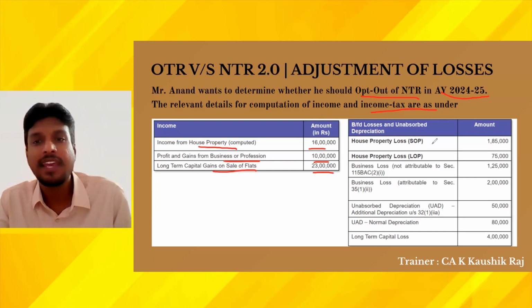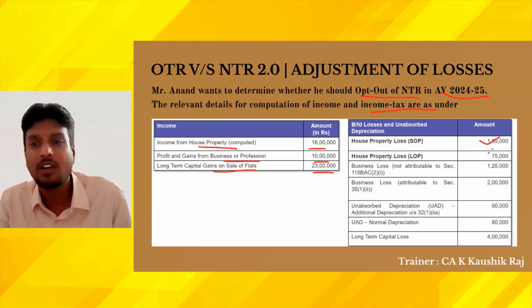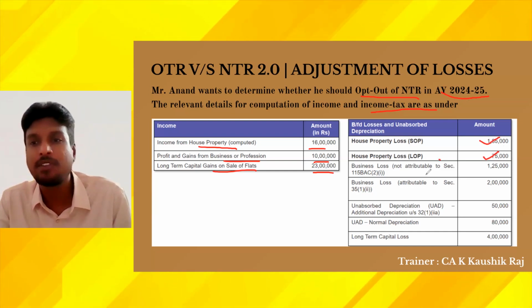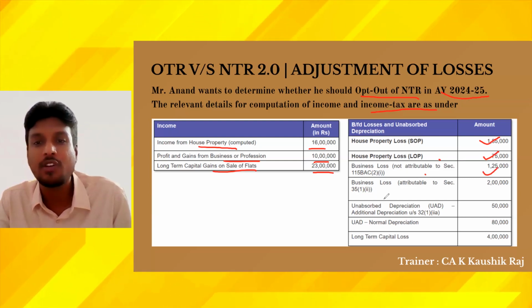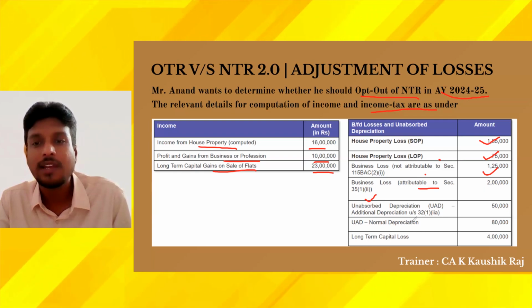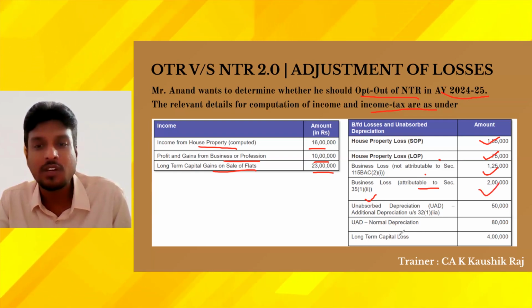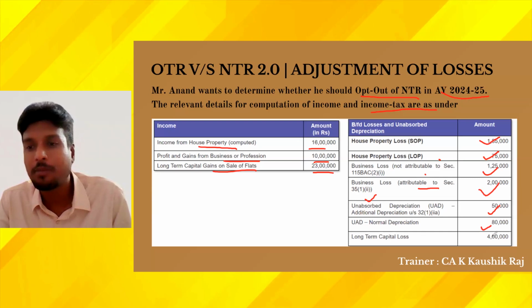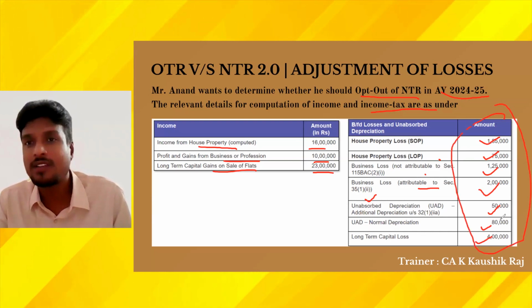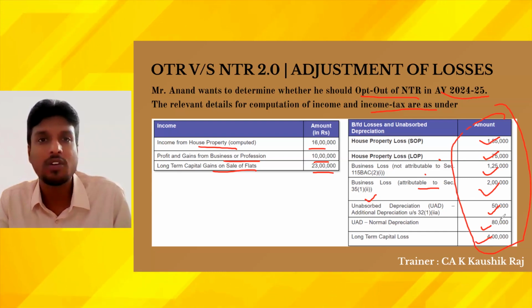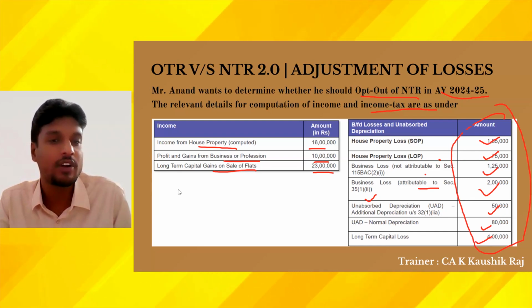Brought forward losses, he has SOP loss of 1 lakh 85, let out property loss of 75,000, business loss not attributable to section 115BAC is 1 lakh 25, business loss attributable to 35I2 is 2 lakh, business unabsorbed depreciation is 50,000, normal depreciation is 80,000, long-term capital loss is 4 lakh. All of this loss is there. Now under old tax regime, all this is allowed. Under new tax regime, it is not allowed. So under new tax regime 2.0, we see what is applicable.